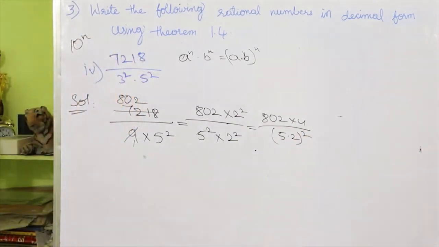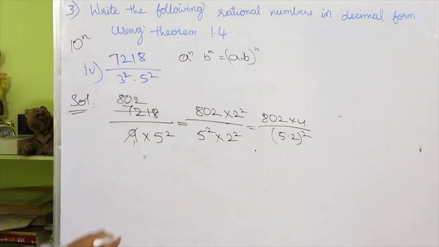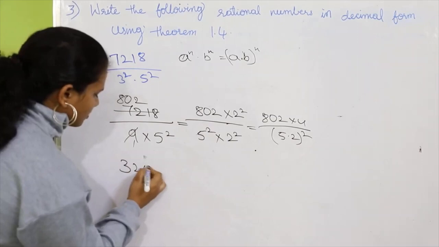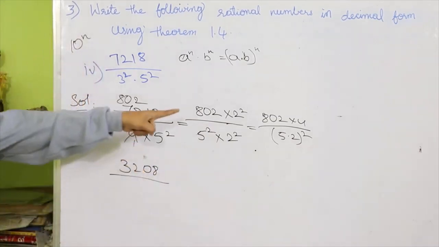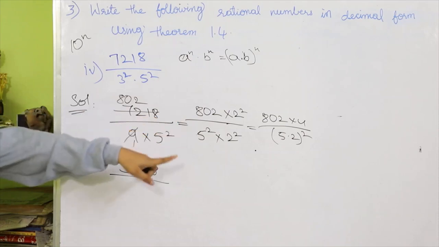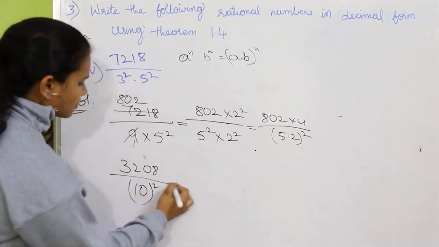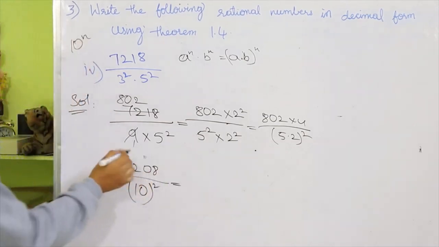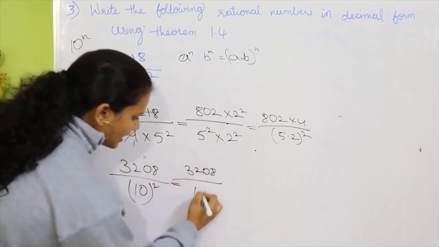4 is 32, 3 2 0. Clear? Guys, here I have 3208 by 5 into 2, 5 into 2 whole square. So 5 into 2, 10 square. This becomes what? 3208 by 10 square, which means 100, 100 as it is.